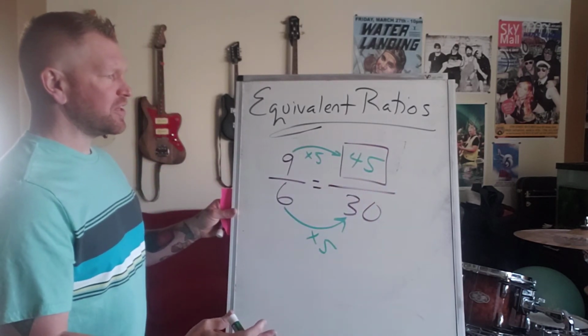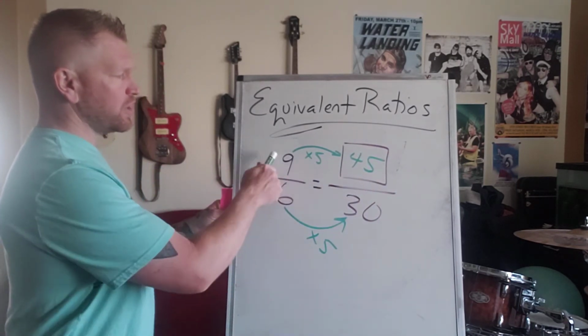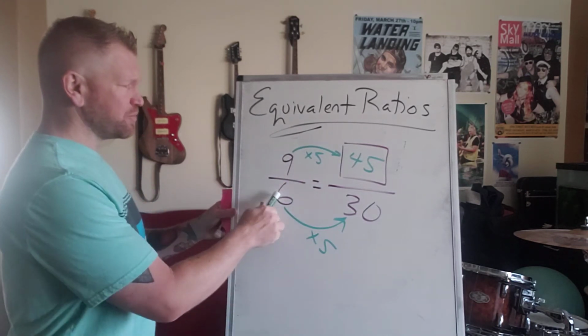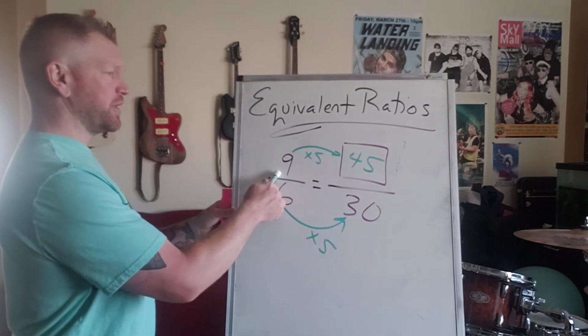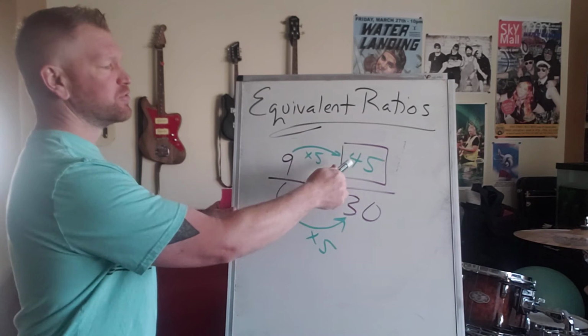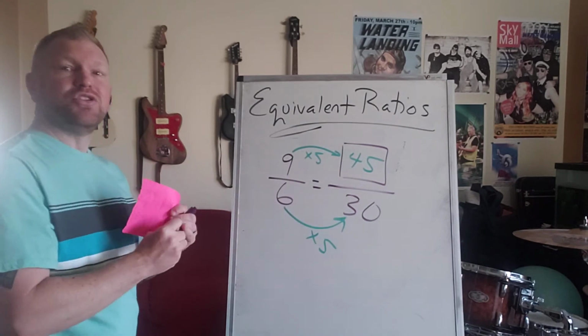So, let's say there are 2 basketball players. One scored 9 points and the other scored 6 points. If I let them play longer, by the time this player's got 30 points, this player probably will have 45 points. A 9 to 6 ratio is equivalent to a 45 to 30 ratio. 2 more examples.